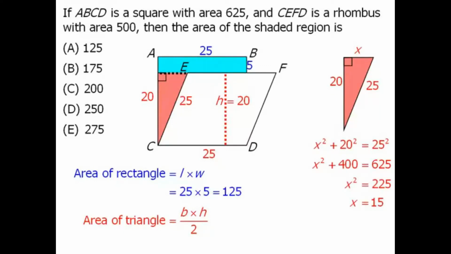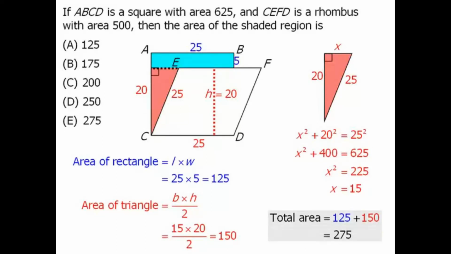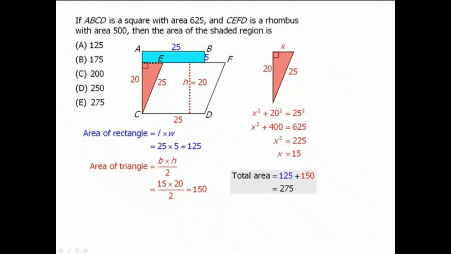Now that we know the value of x and the height of our triangle, we can calculate the area of our triangle. It equals 15 times 20 over 2, which equals 150. So the total area of our shaded region will be the sum of 125 and 150, which is 275. So our answer is E.